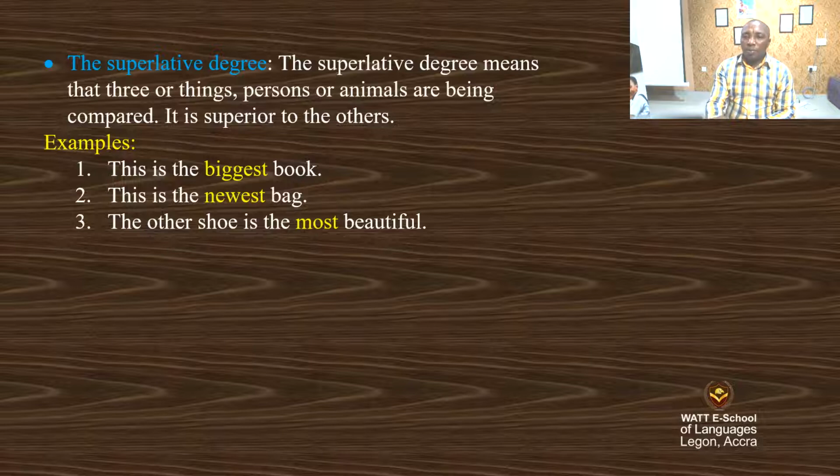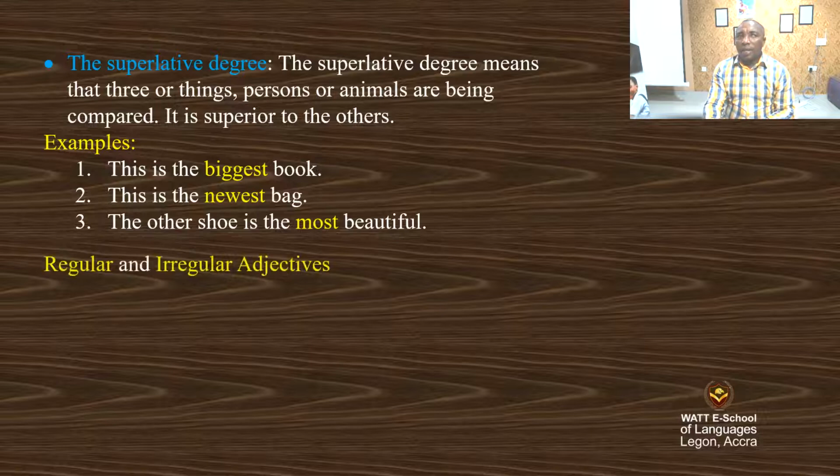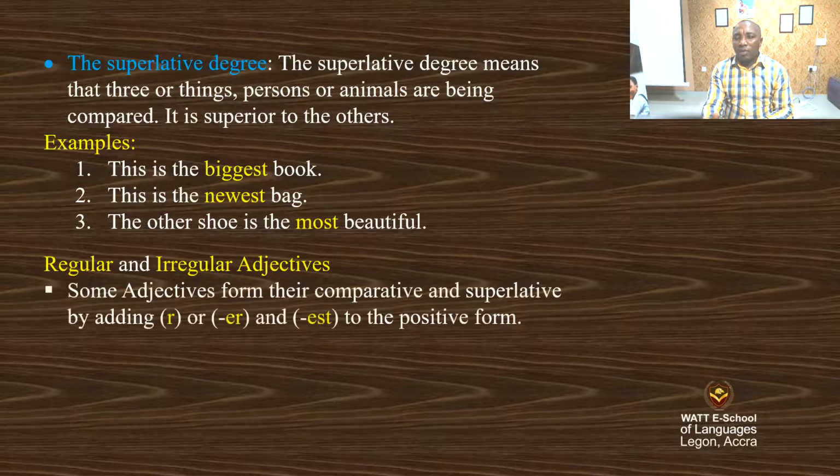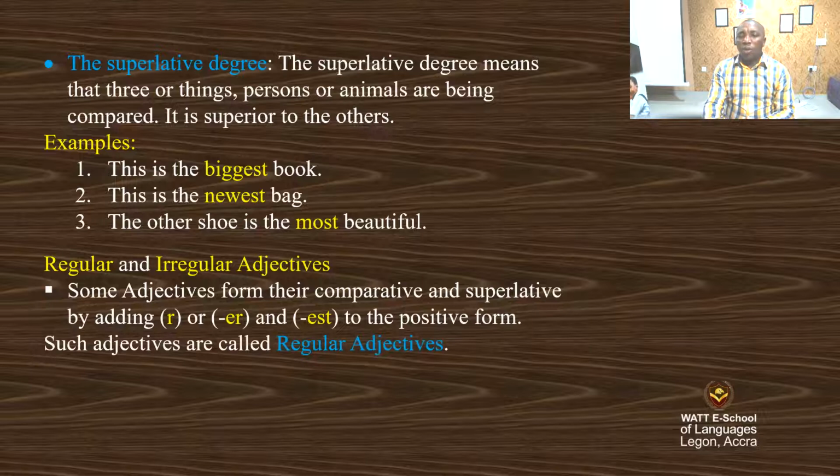Now, we have 2 categories of adjectives. We have regular and irregular adjectives. So we are going to have a look at what are regular adjectives and the irregular adjectives. What makes some adjectives regular? Some adjectives form their comparative and superlative by adding R, ER, EST to their positive form. Such adjectives are called regular adjectives.